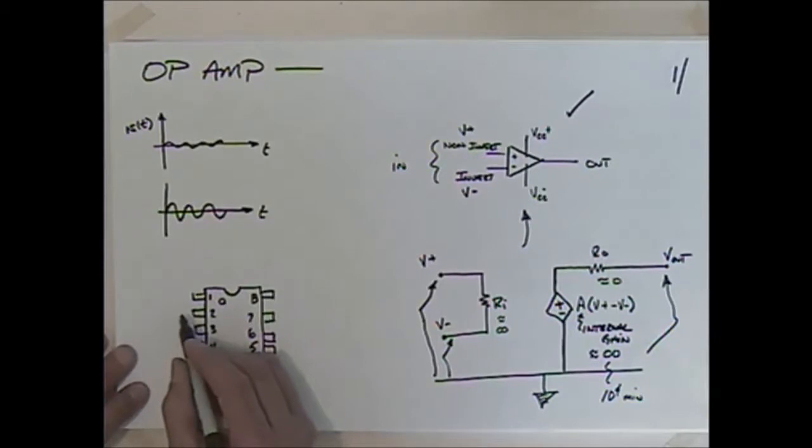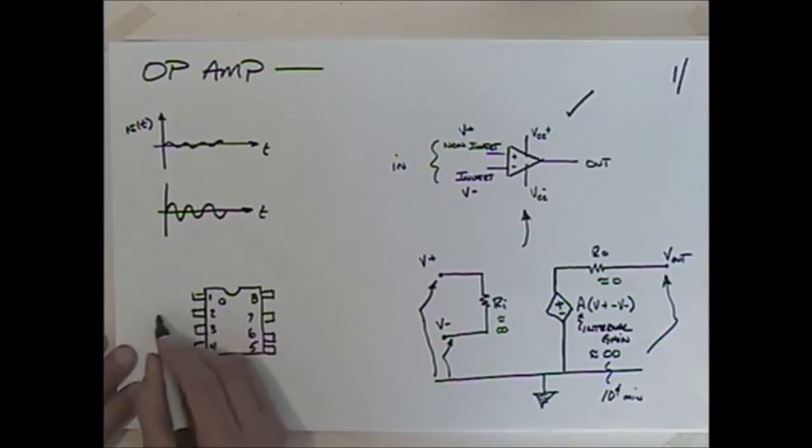But the inverting input is always in pin number 2. So this is inverting. And here is your non-inverting. So that's your inputs.